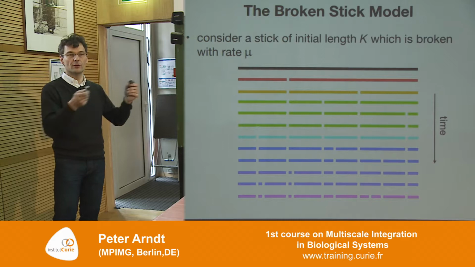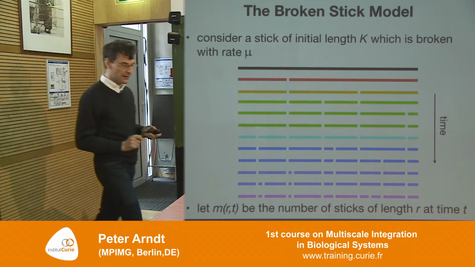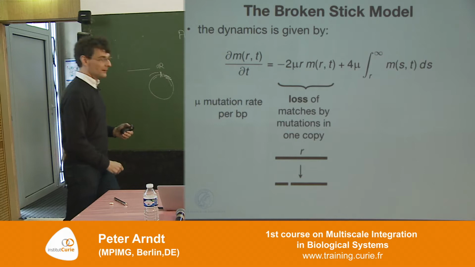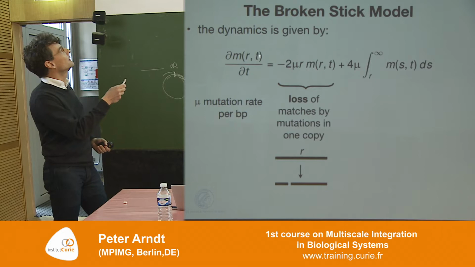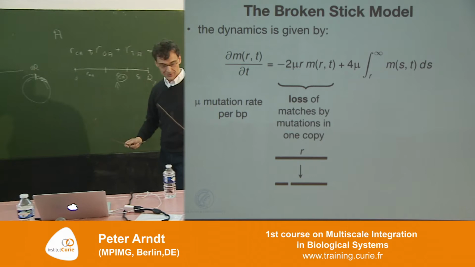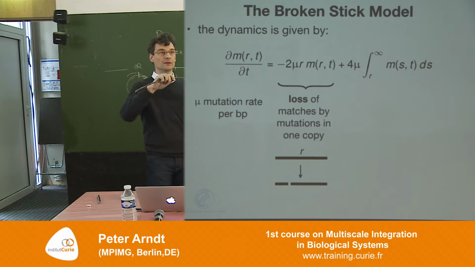You can easily formulate this: let M of R and T be the number of sticks of length R at time T, then you can write down a nice differential equation for this quantity. This is the time evolution of the number of sticks of length R, and then there's a loss term. Here we come to my experiment. Here's my stick, actually two sticks. This is my stick of length R. I lose a stick of length R if I break the stick somewhere in the middle. Then I have two sticks, but I lost the one of length R.